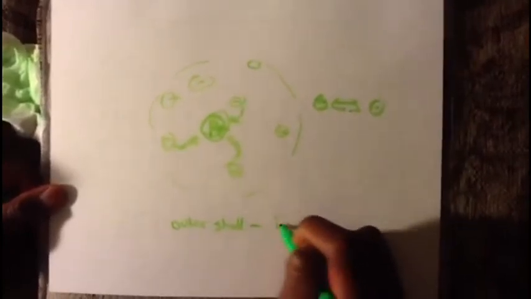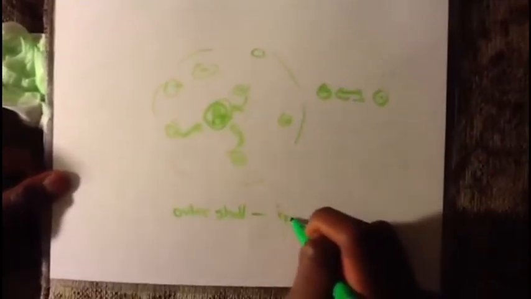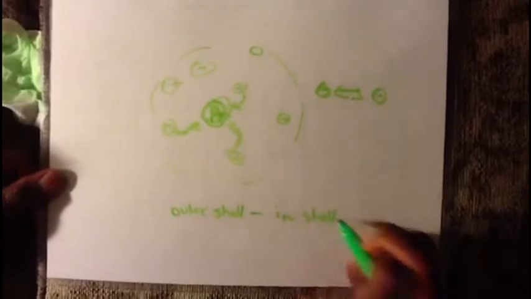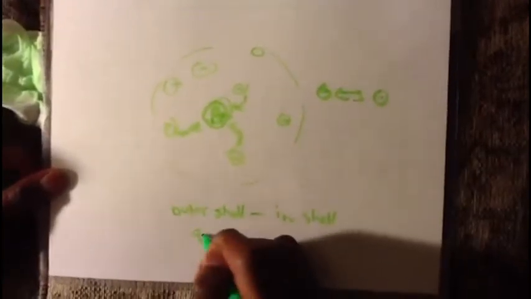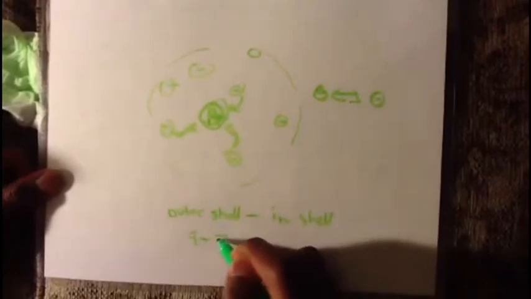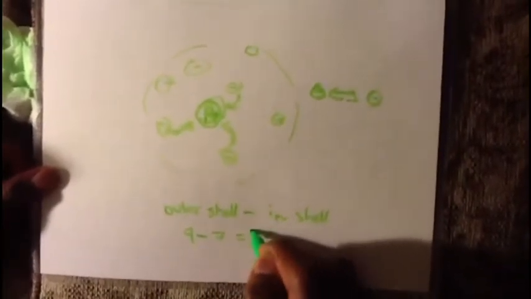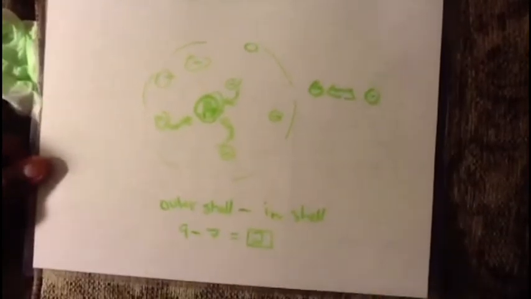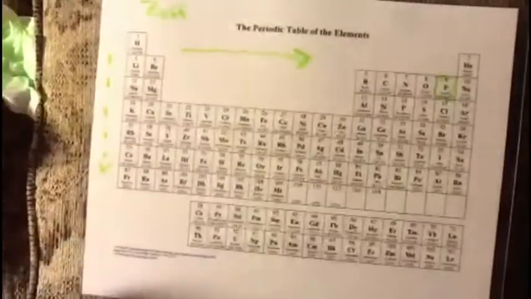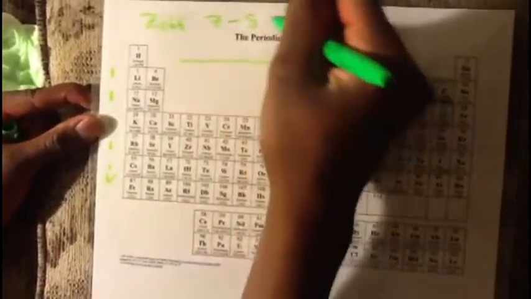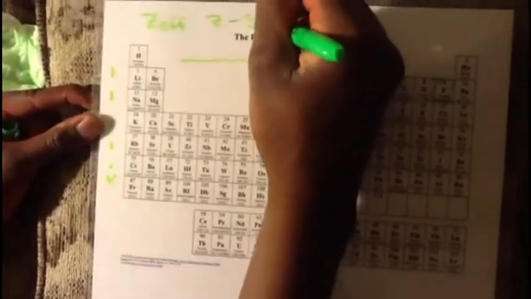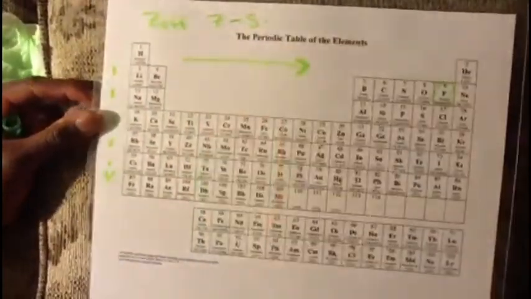You want to take the outer shell electrons minus the inner shell electrons. Now, in the case of fluorine, this would be 9 minus 7, which would equal 2. And that is where you get S, which you plug back into the equation: Z, which is the amount of protons, minus S, the amount of electrons, to get the effective nuclear charge.